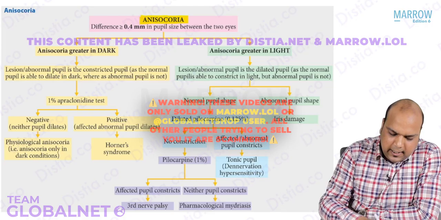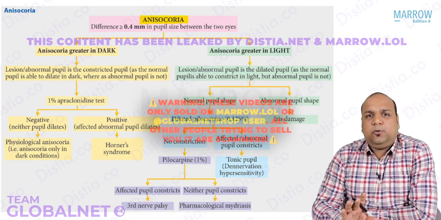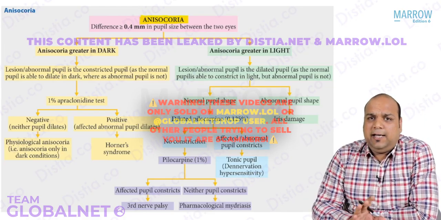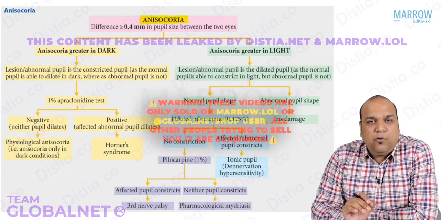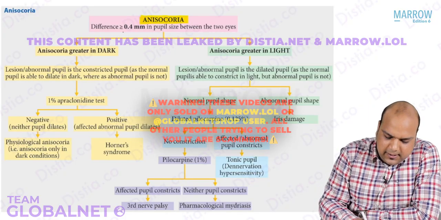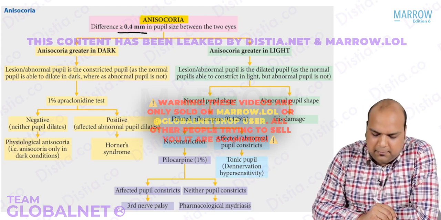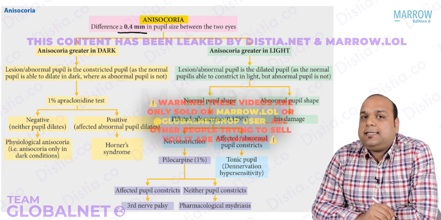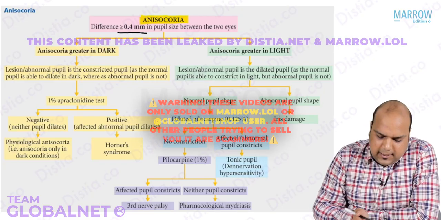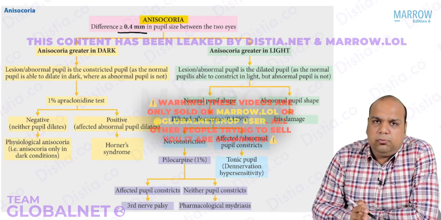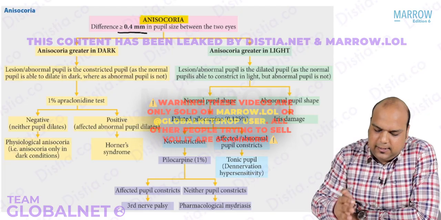That word is anisocoria. What is anisocoria? We already know. Coria means pupil, aniso means different size. If we want to define it, we say a difference greater than or equal to 0.4 mm between the two eyes in the sizes of the pupil. Now, this anisocoria can be divided into two. Let's see the right, the green colored arm first.